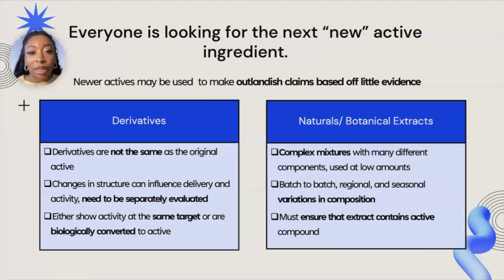Because everyone is looking for the next new active ingredient, the next niacinamide, the next vitamin C, the next retinol. When I say everybody is looking for this next new active, it's on the brand side and on the supplier side. Sometimes, and a lot of the time, outlandish claims can be made for certain new actives without the adequate evidence to back them up.